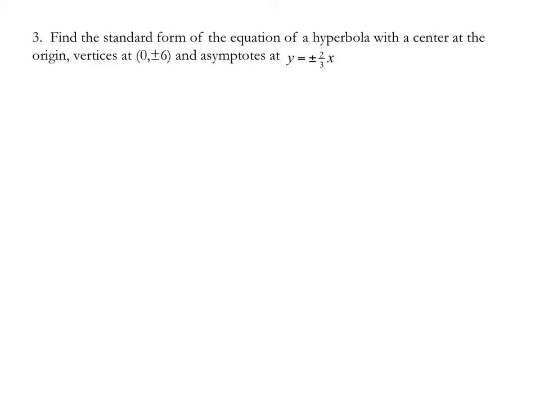Alright, just one more. This says find the standard form of the equation of hyperbola with a center at the origin, vertices at 0, plus or minus 6, and asymptotes. This is going to be the new part for this one. Asymptotes at y equals plus or minus 2 over 3x. So let's start with the fact that we know the vertices. The vertices are telling me a couple of things right now. The vertices are telling me that a equals 6, which is important. And because of the positioning of this, they're going to move up and down. That means that y is in control.